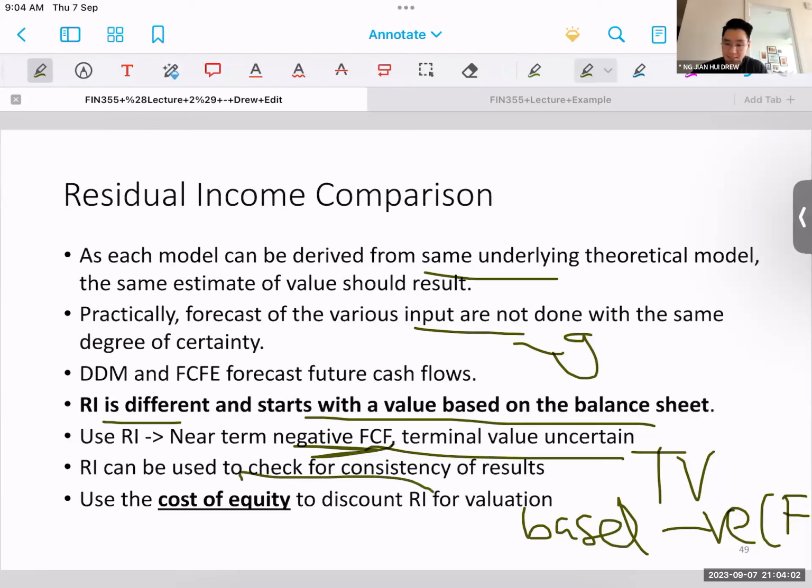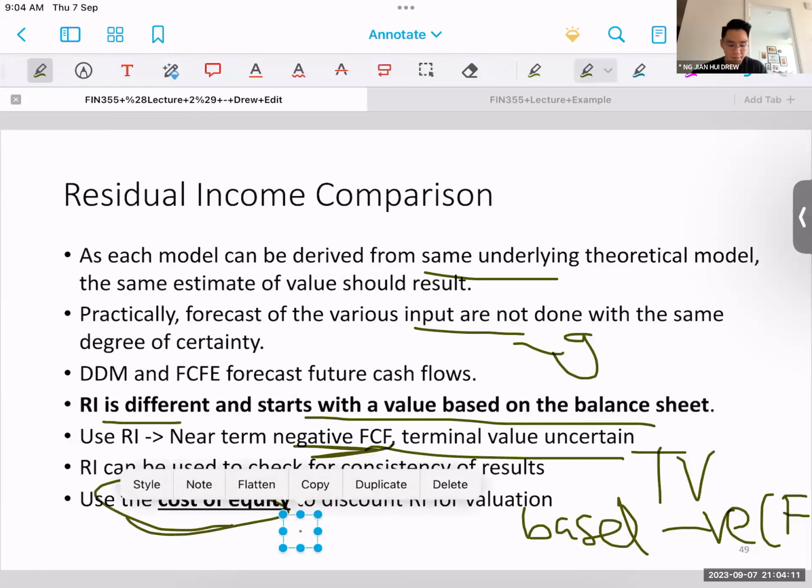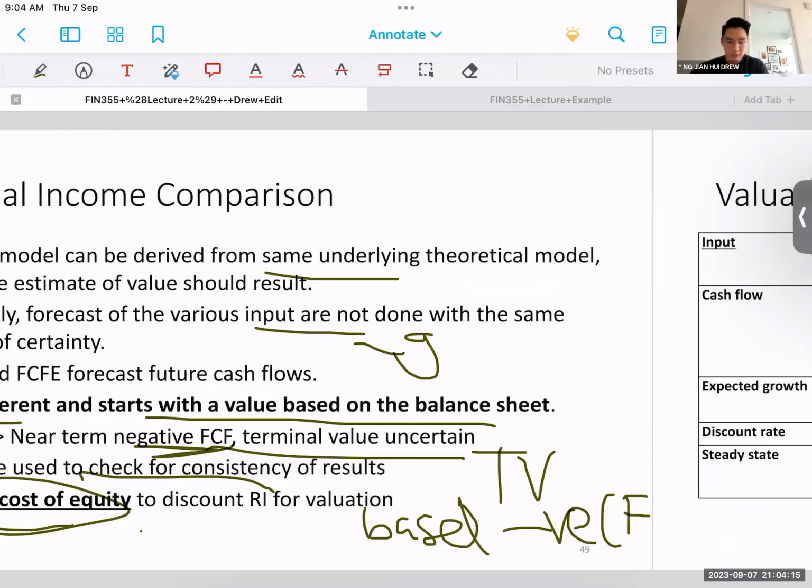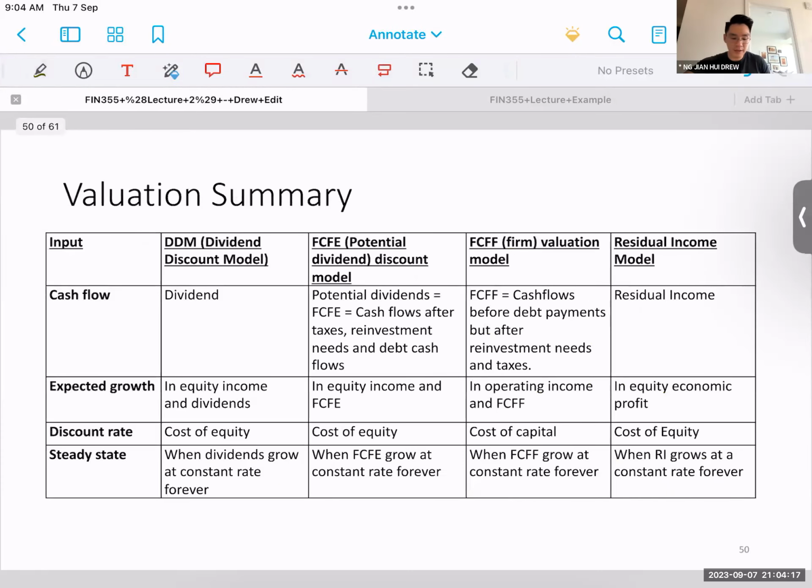Check for consistency. Yes, your friend did say that already. Perfect, that's right. You check for consistency. Again, this is a reminder: use the cost of equity to discount your residual income. So this is a valuation summary of the four models that we've done so far.